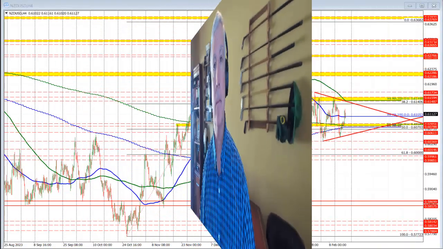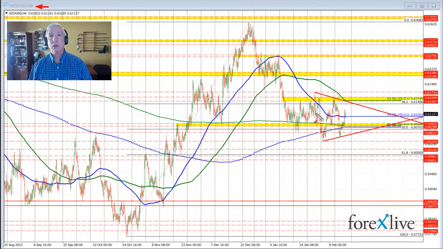We're going to take a look at the New Zealand versus US dollar. Today's date is February 15, 2024. Let's get started. I'm looking at the 4-hour chart in this currency pair.